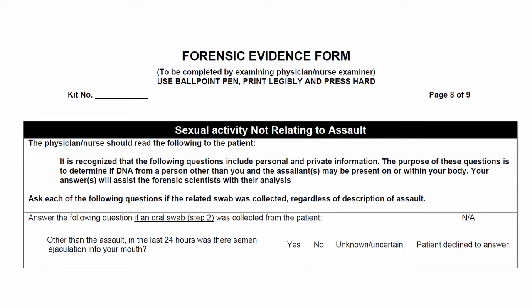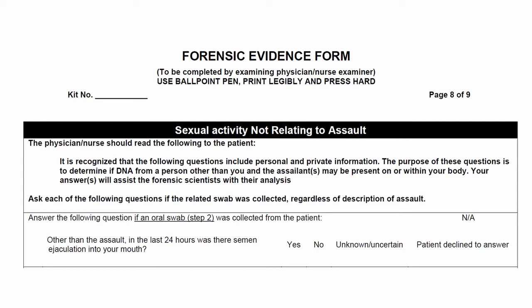Page 8 of the forensic evidence form asks a series of questions relating to sexual activity that is not related to the assault. There is a paragraph that the nurse should read to the patient. It is recognized that the following questions include personal and private information. The purpose of these questions is to determine if DNA from a person other than you and the assailants may be present on or within your body. Your answers will assist the forensic scientists with their analysis.